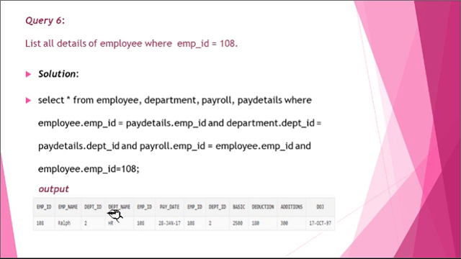So here we have an output with all the columns, that is employee ID, employee name, department ID, department name, employee ID, pay details, employee ID, department ID, basic, deduction, addition, date of joining, etc. Fine, I hope you got my point.